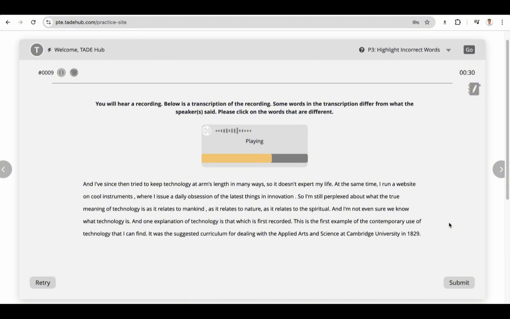And one definition of technology is that which is first recorded. This is the first example of the modern use of technology that I can find. It was the suggested syllabus for dealing with the applied arts and science at Cambridge University in 1829.